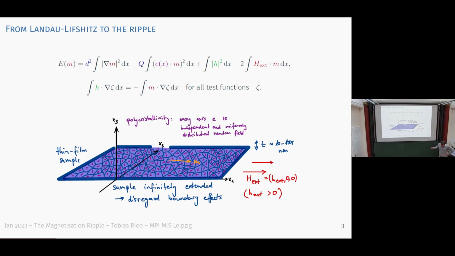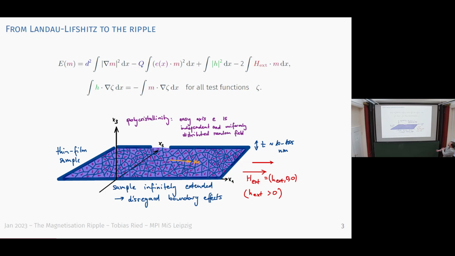To make the model a bit simpler and forget many of the background things, let me put our sample in an external field that fixes the main magnetization direction, and we will study oscillations around this main magnetization direction. This is done by putting a field in the, say, x1 direction. We will also think about this sample as infinitely extended, in the sense that we don't want to care about boundary effects.